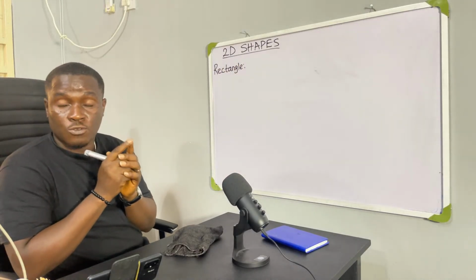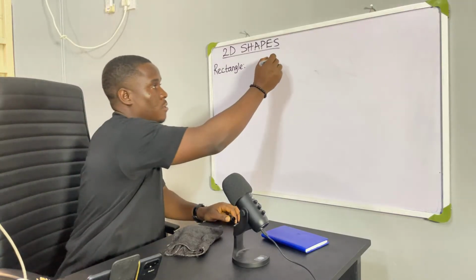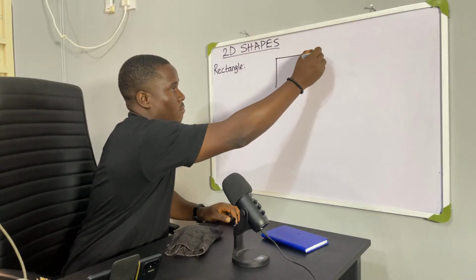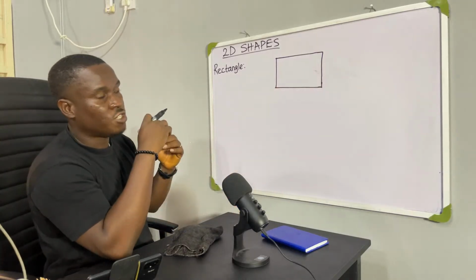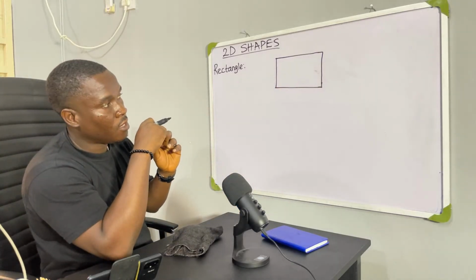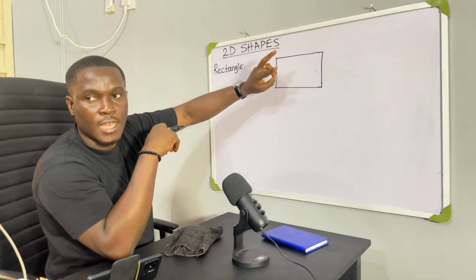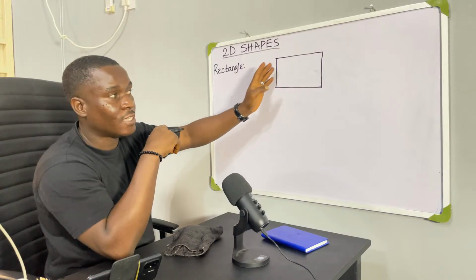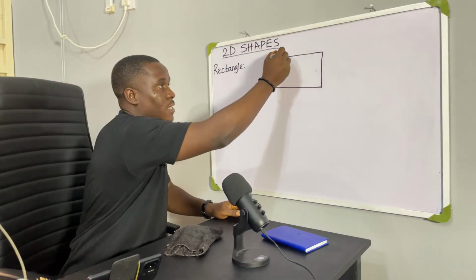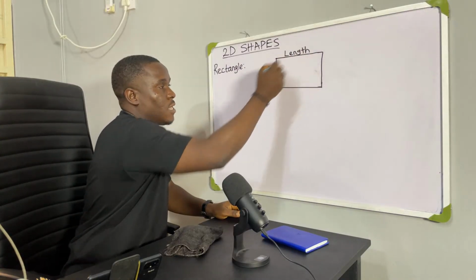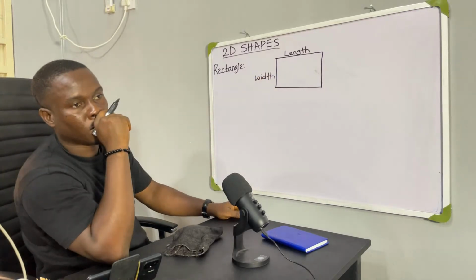So a rectangle is a 2D shape that has four sides. One set of opposite sides is longer than the other set of opposite sides. The longer sides are called the length, and the shorter sides are called the width. Right?